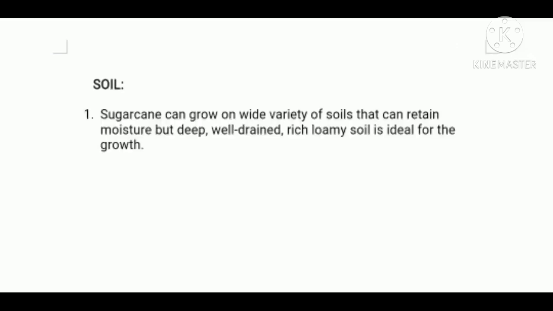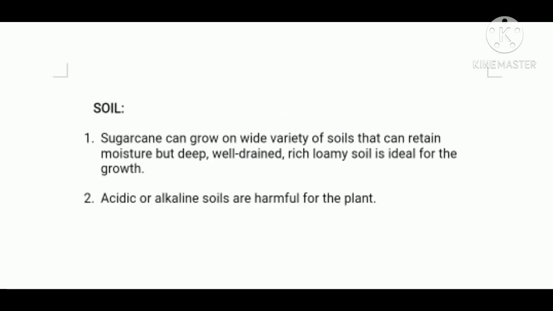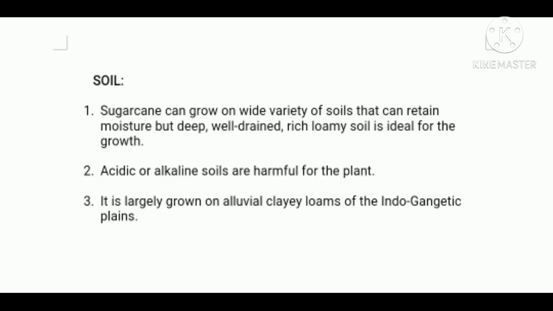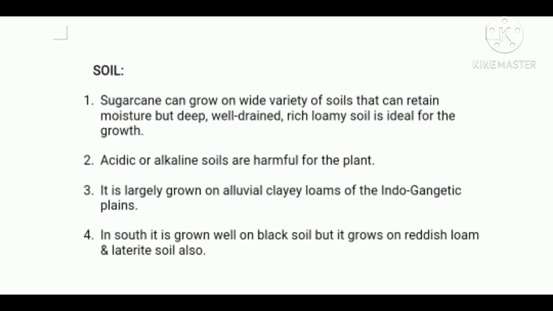Next, soil. Sugarcane can grow on a wide variety of soils that can retain moisture, but deep, well-drained, rich, loamy soil is ideal for its growth. Acidic or alkaline soils are harmful for the plant. It is largely grown on alluvial clayey loams of the Indo-Gangetic Plain. In the south, it is grown well on black soil, but it grows on reddish loam and laterite soil also.